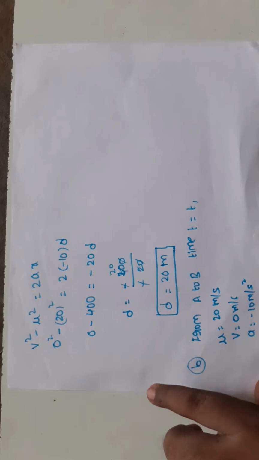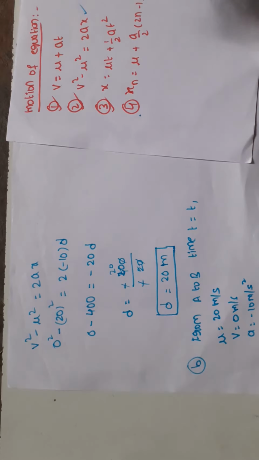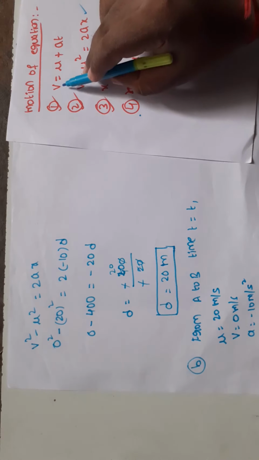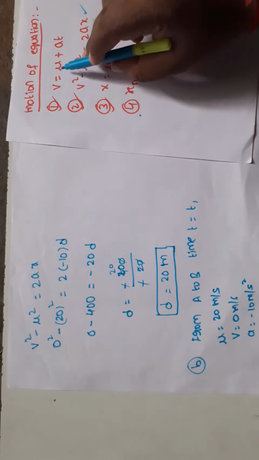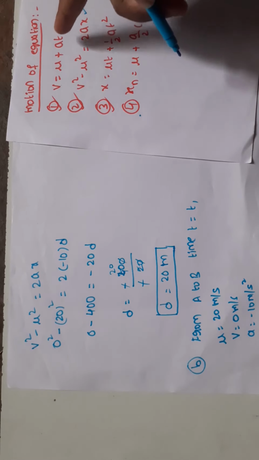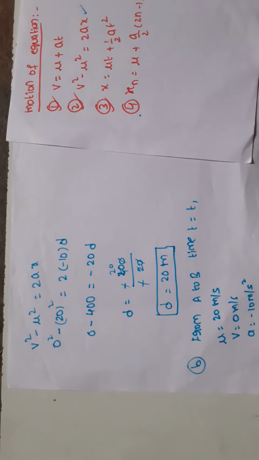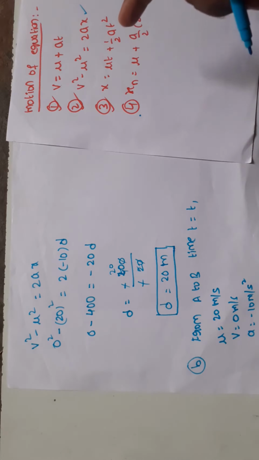Those are the given data. Next, which formula is suitable? First, v equal to u plus at. We know the v value 0, and the u value and a value, so we can find the t value. So equation 1 is easily suitable, and the second equation is not possible, and the third equation is also not possible. So we are going to find t by using the first equation of motion.